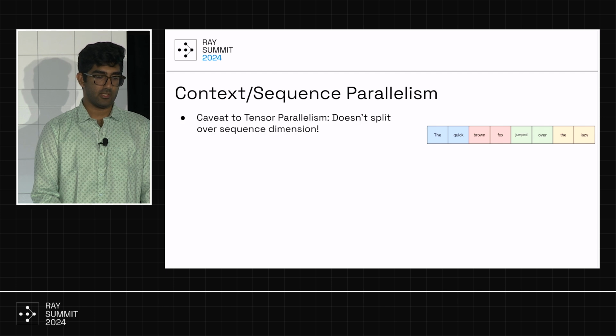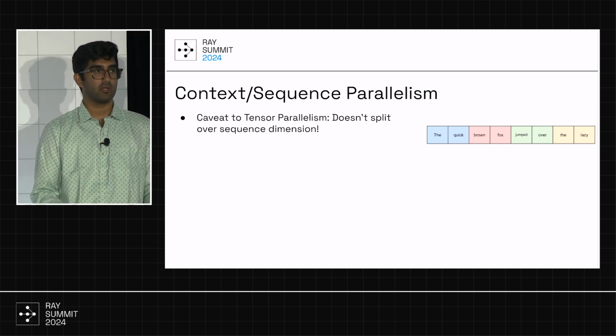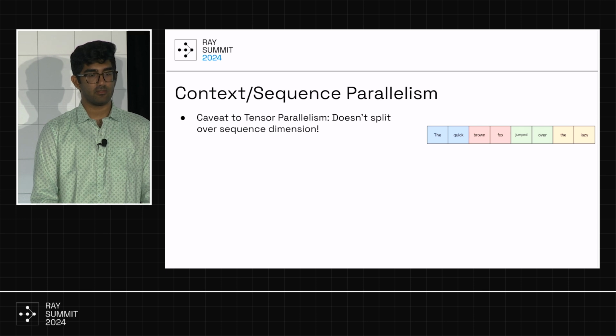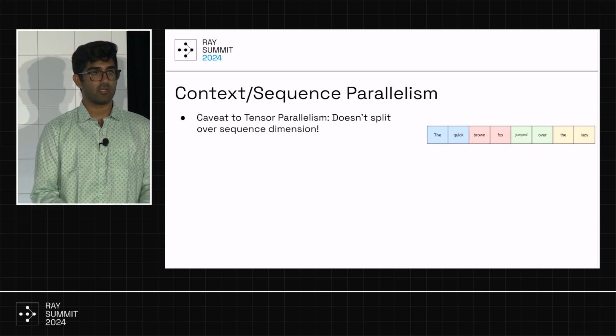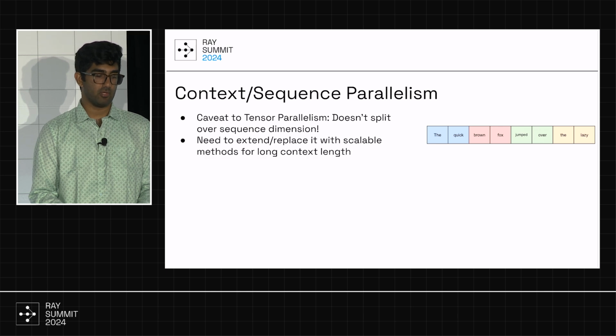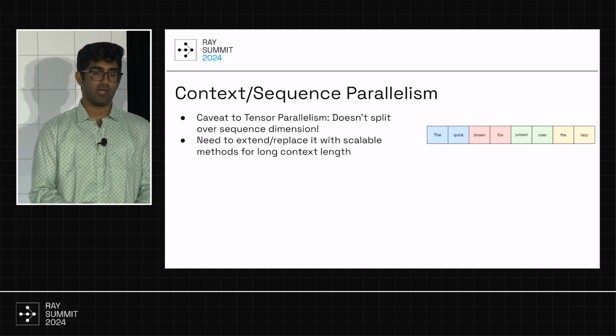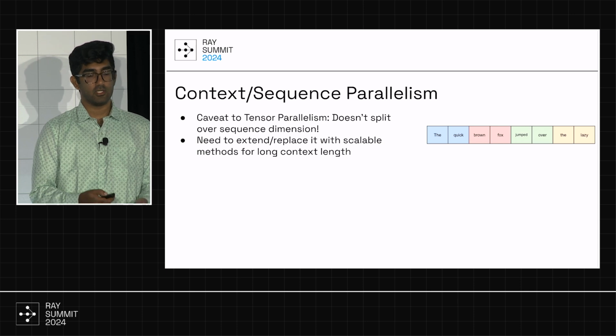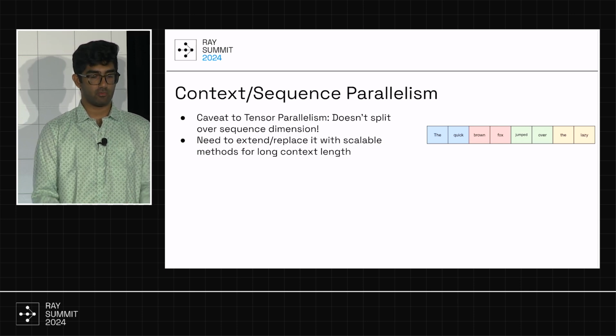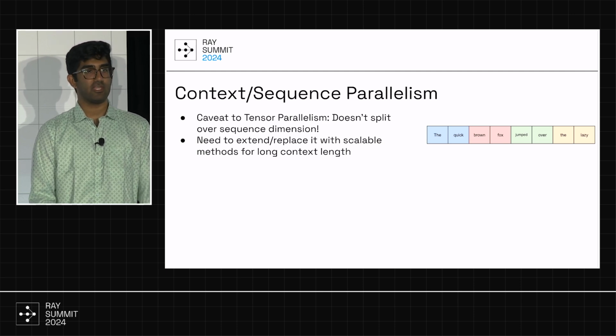But essentially, the idea here is that there is a flaw with tensor parallelism, especially when it comes to the activations, right? In some cases, you still need to get the full activation on each GPU, but for long contexts, this is undesirable. So you have this class of techniques that allow you to shard the tensors along the sequence dimension as well. And so this is a way of extending tensor parallelism, replacing it with a much more scalable approach.